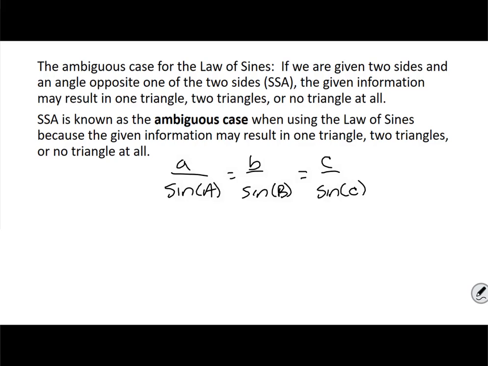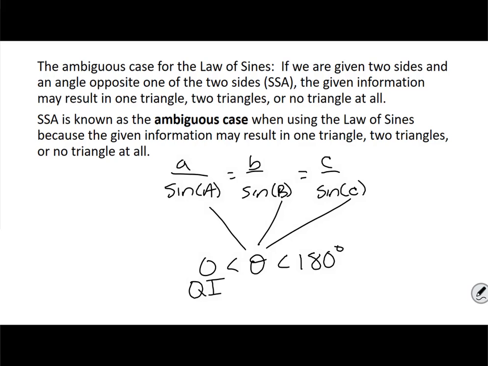Okay, but this is known as the ambiguous case. This is because we are using the sine function, and the sine function is positive in both quadrant 1 and quadrant 2. That's important because my angles, we'll just call angle theta, can lie anywhere between 0 and 180 degrees because they're all parts of a triangle. So that puts us in Q1 and Q2. Well, sine is positive in Q1 and Q2.